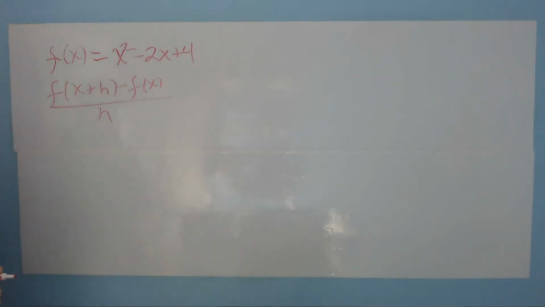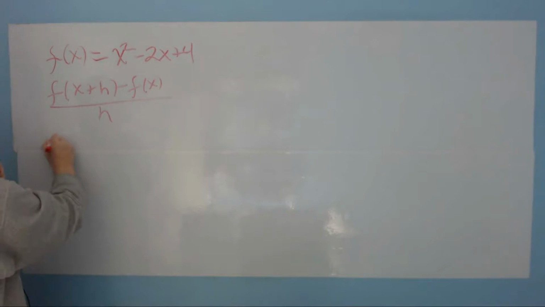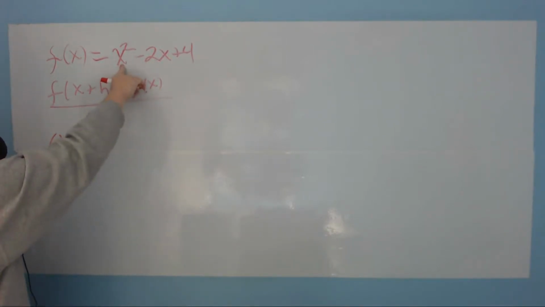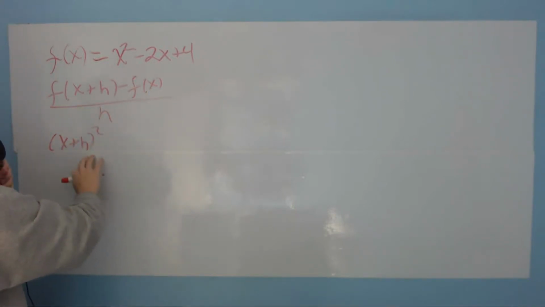That's our objective. So we compute the pieces. We need f of x plus h. Remember what this means: wherever you see x, you replace it with x plus h. So it's going to give you x plus h squared. Here, where I see x, I'm sticking in x plus h as one expression within parentheses. Make sure you've got the parentheses.